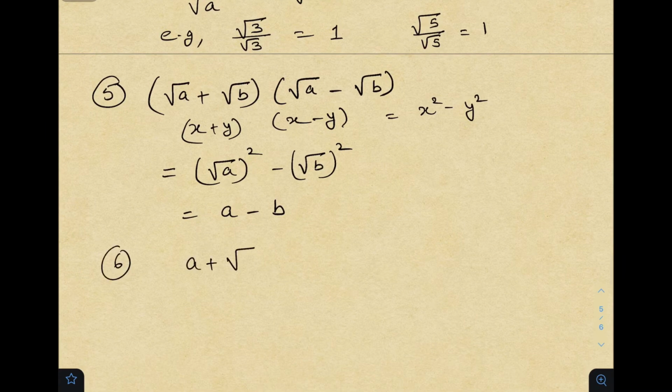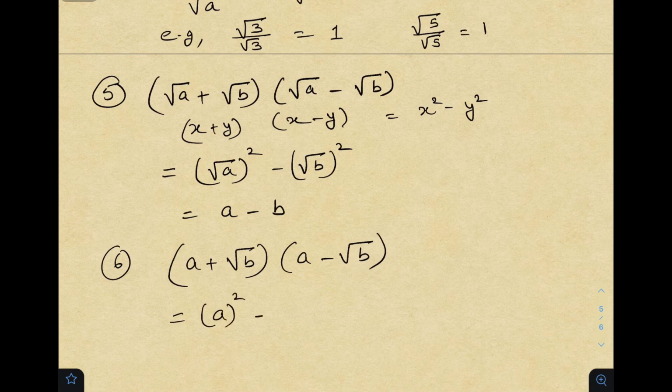Sixth rule is a plus root b into a minus root b. It is like a particular example of the above one. So we can write it as a square minus root b square by applying the identity, which is a square minus b.